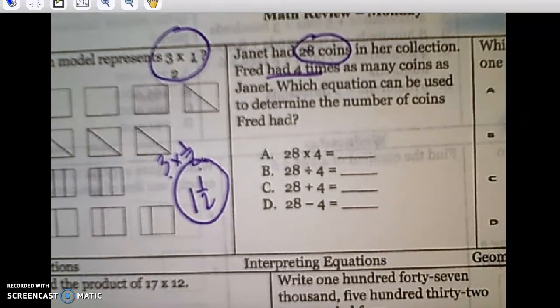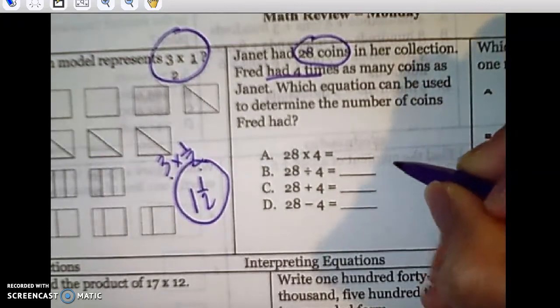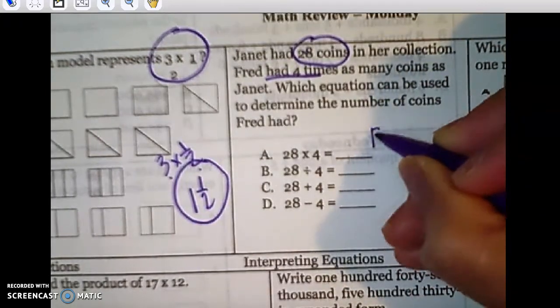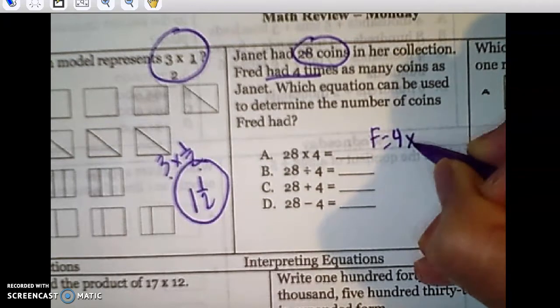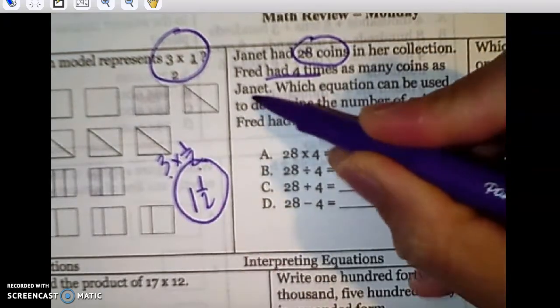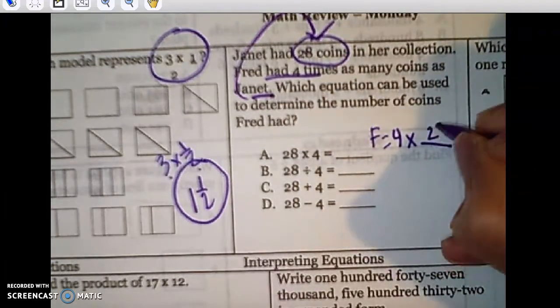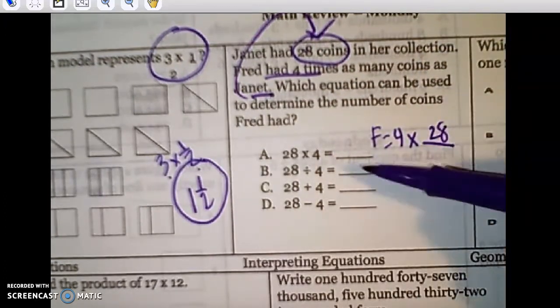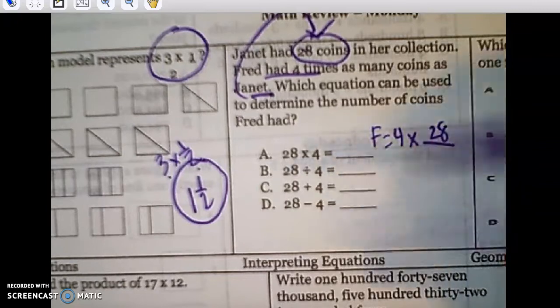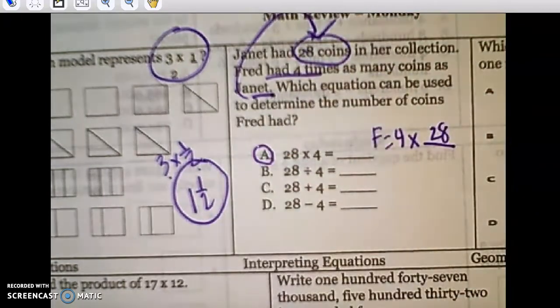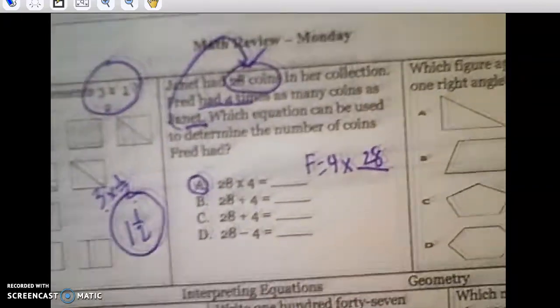How many coins? Oh, okay, so that would mean that Fred, F, is going to be 4 times as many coins as Janet. And we know from the problem that Janet has 28. So I'm just going to write that in there. So now I'm going to match it up with one of these, and I see that it matches with A. Okay, let's move on to the next question.